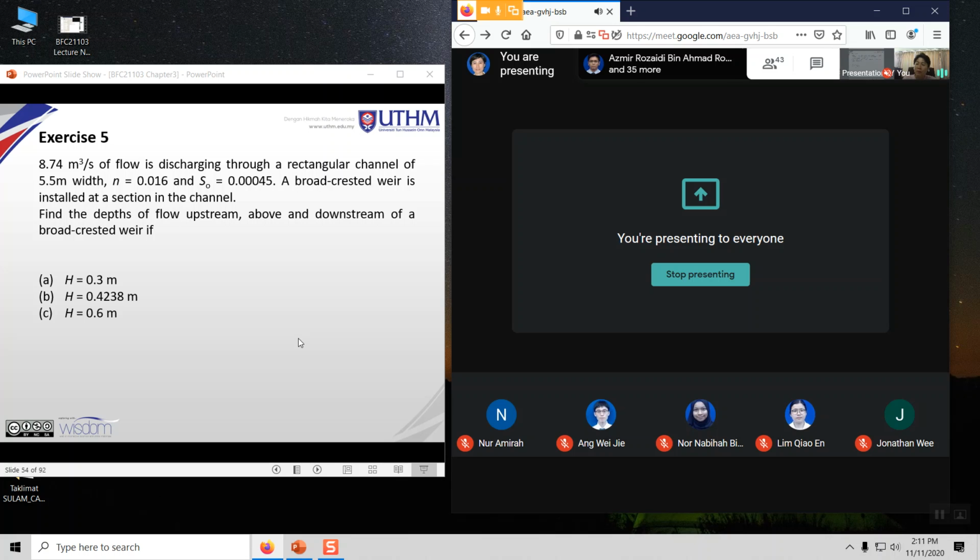Now, the question asks you to find y1, y2 above the weir, and y3 downstream of the weir. So y1, y2, y3. If h, which is the height of the weir, is given as: question A is 0.3, question B 0.4238, question C is 0.6 meter. Now let's look at our analysis.